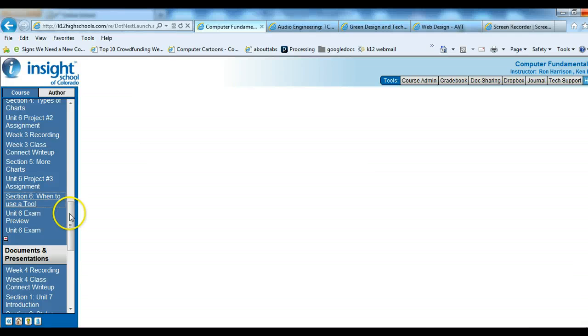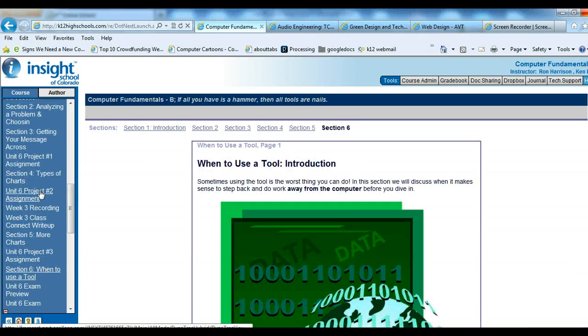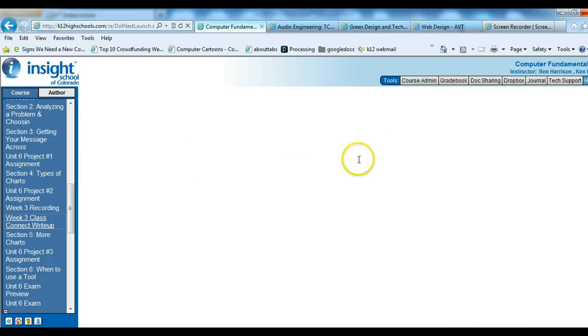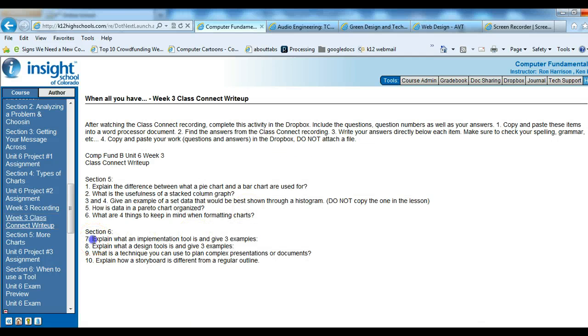Okay, now, Section 6, when to use a tool. Let's go back to the write-up first. Check these questions out. Number 7, explain what an implementation tool is and give 3 examples. What is a design tool?